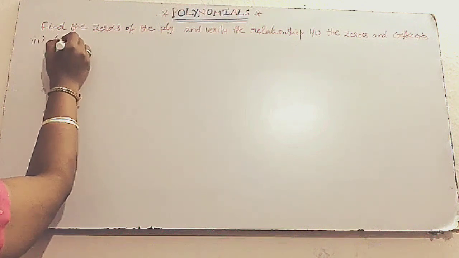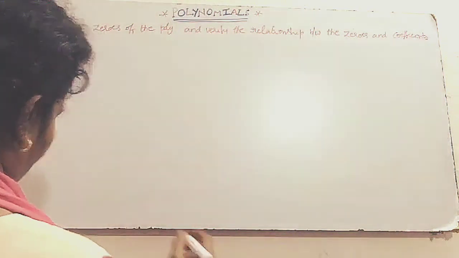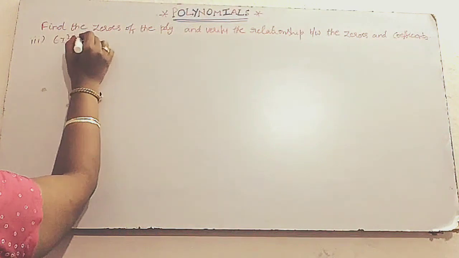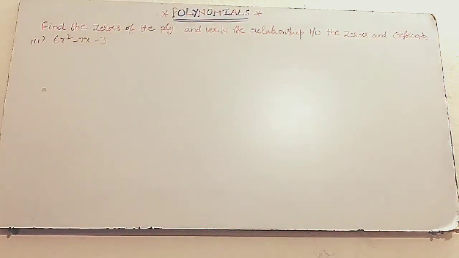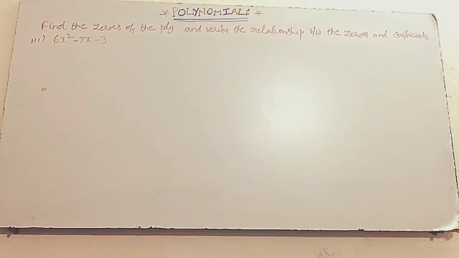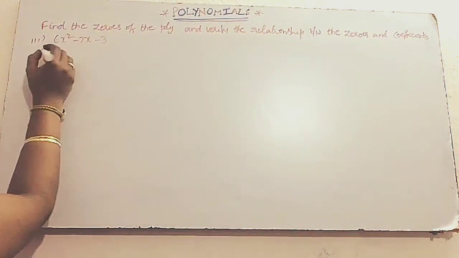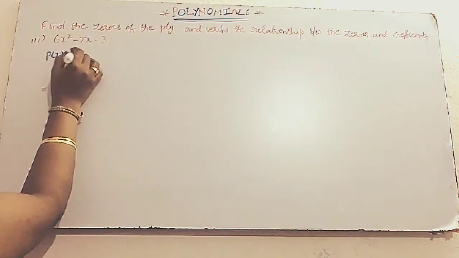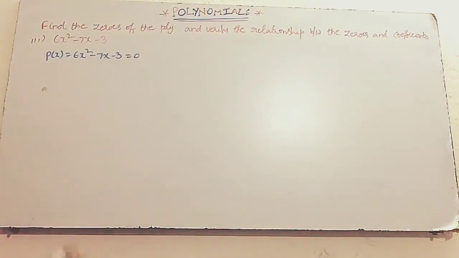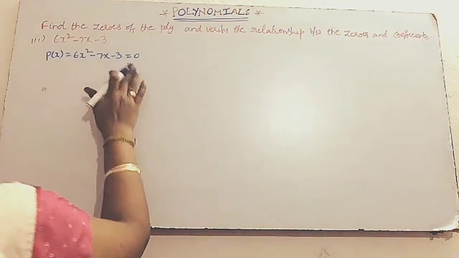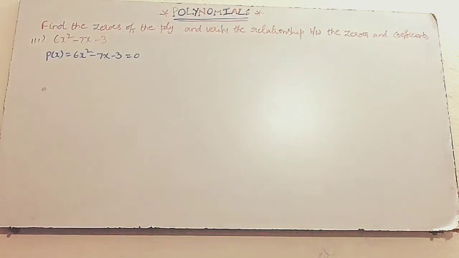6x² - 7x - 3. So now p(x) = 6x² - 7x - 3 = 0. Now find the roots, the zeros of the polynomial.